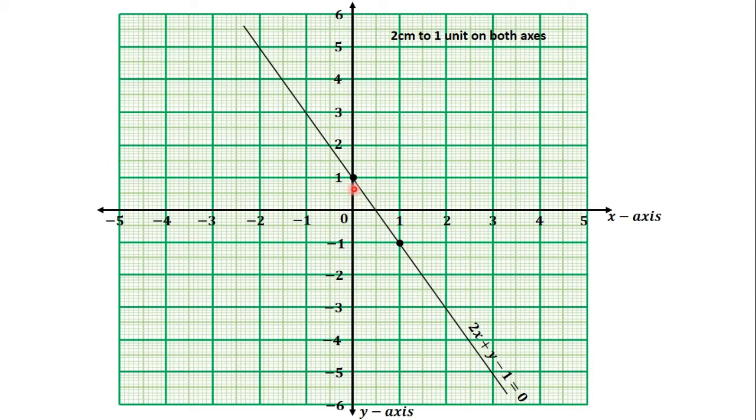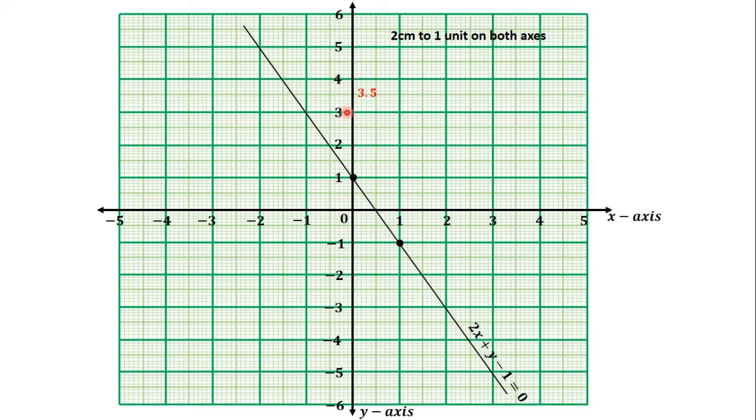We have already plotted the points (0, 1) and (1, -1) to draw the line 2x + y - 1 = 0. So at this stage of the question, our graph is looking like this. We are going to find the value of x when y is equal to 3.5. In order to do that, the first thing we need to do is to locate 3.5 on the y-axis. 3.5 is between 3 and 4. We have 3 here and 4 here, so 3.5 will be the middle.